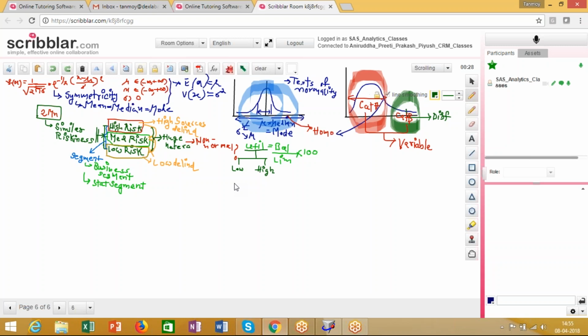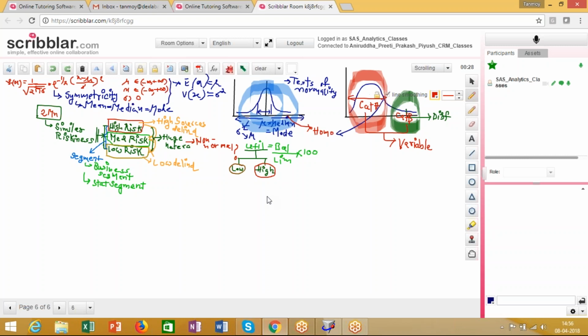Therefore, the extent to which a high risk borrower would utilize the card would be relatively higher compared to the extent to which a low risk segment would utilize the card. So the percentage utilization for the low risk segment would be relatively lower compared to the high risk segment. Clear? So over here you have the low risk segment, and over here the high risk segment. High risk segments have a higher utilization.